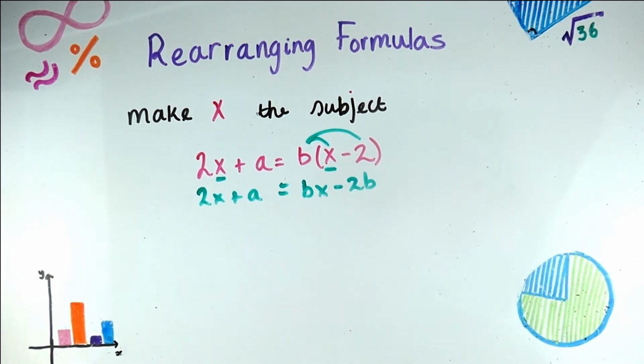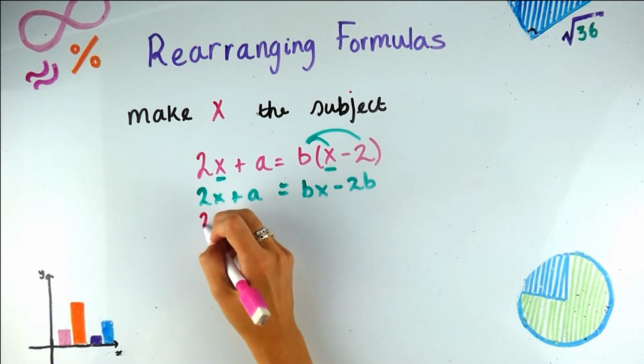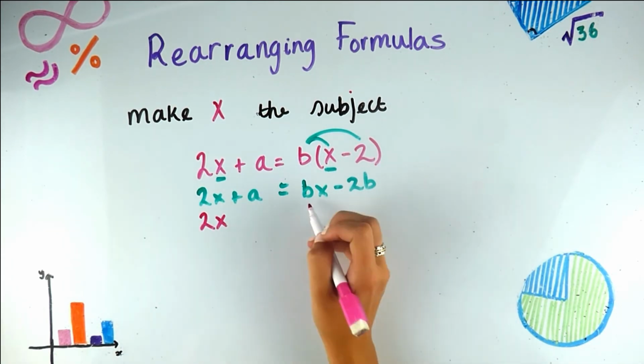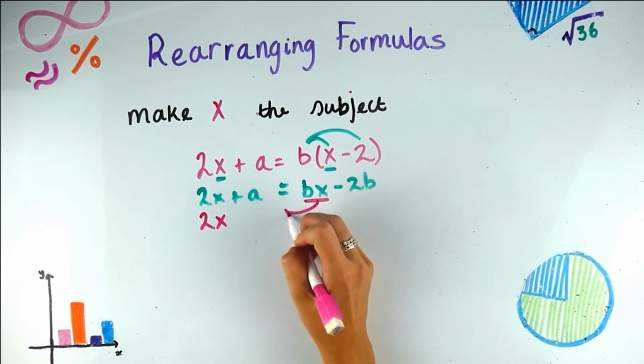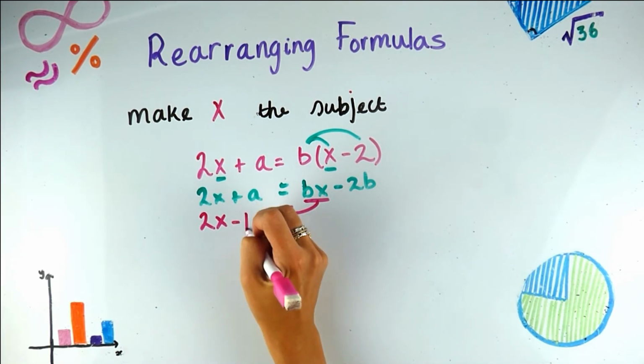Okay, really, really important. Try and get x on the same side. At the moment they're on different sides, but they don't want to be. So I'm going to leave the 2x here, and I'm going to bring this bx over here. So it's going to become minus bx.